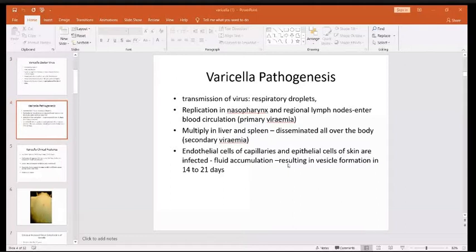Therefore the skin is involved, and when the virus reaches the epithelial cells of the skin, fluid accumulation occurs, resulting in vesicle formation around 14 to 21 days after infection. Therefore the incubation period is around 2 to 3 weeks. The average incubation period is 14 to 16 days, and it can range from 10 to 21 days.